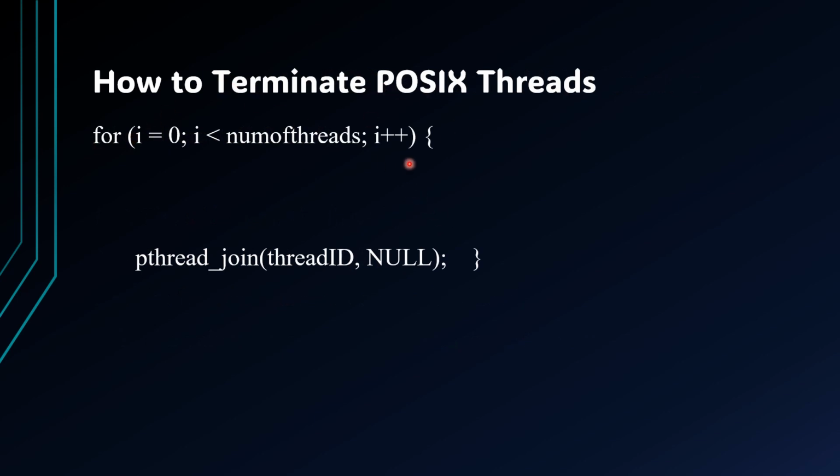So this is called right after we call pthread create. We'll explain this later, but basically it's the thread ID and null. Well, null you don't have to worry about. That can be 0, a null pointer.